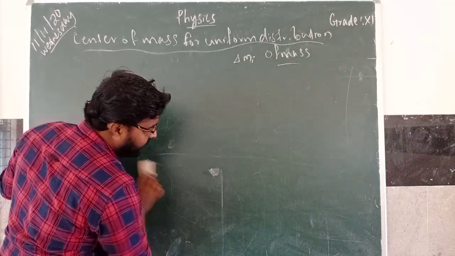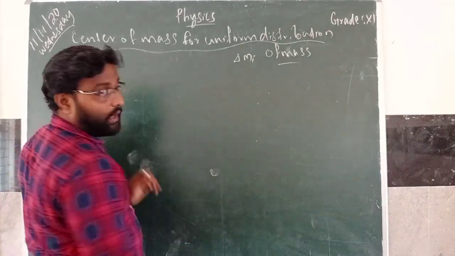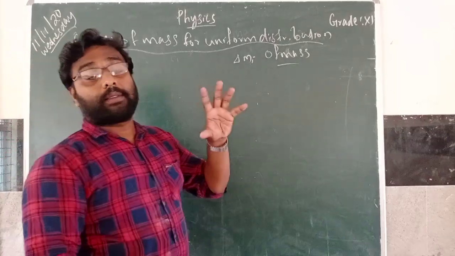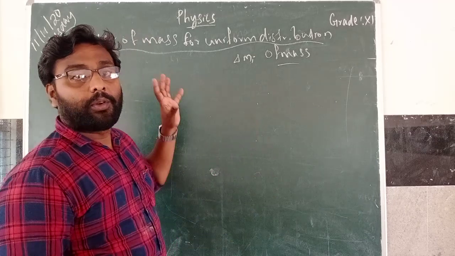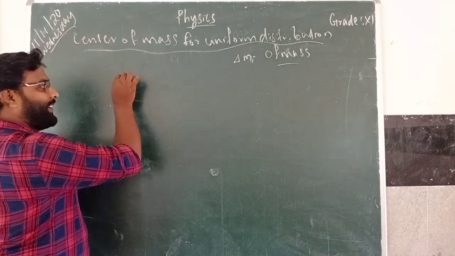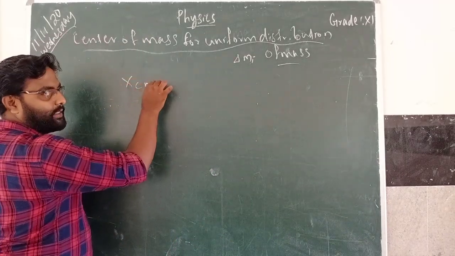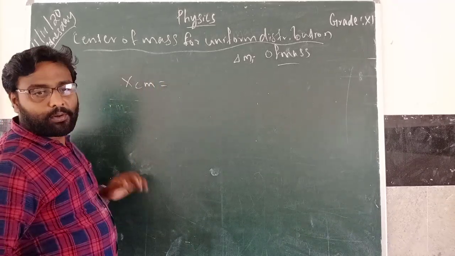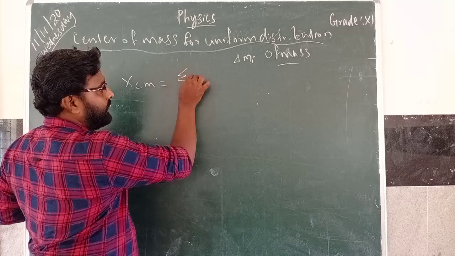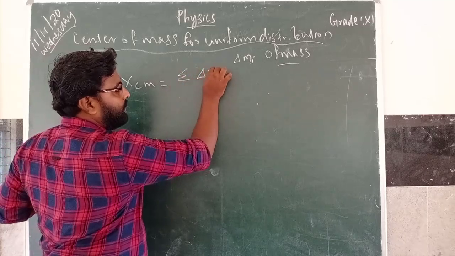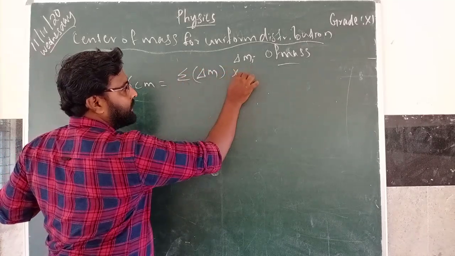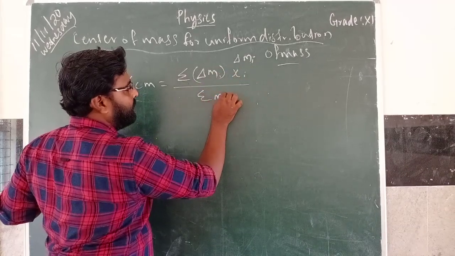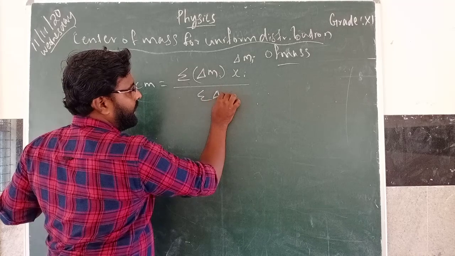If the distributed mass is along the x-axis, you can use this formula: x cm is equal to summation delta mi xi divided by summation delta mi.